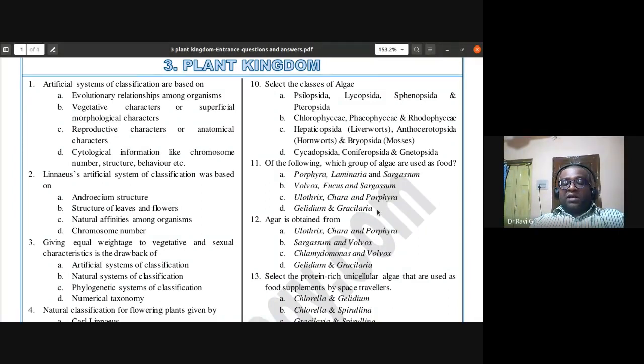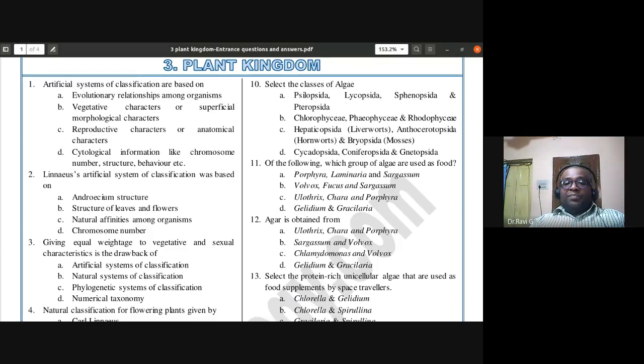See, Gelidium and Gracilaria are utilized for preparing agar-agar. So they are ruled out. Ulothrix is filamentous algae, Chara and Porphyra is consumed. But Ulothrix and Chara are not edible algae. So Volvox, Fucus, and Sargassum. Sargassum is edible algae, but Volvox and Fucus are not edible algae. So Porphyra, Laminaria, and Sargassum, this group of algae, all of them are consumed as food. They are edible algae. So 11th one, A is the answer.